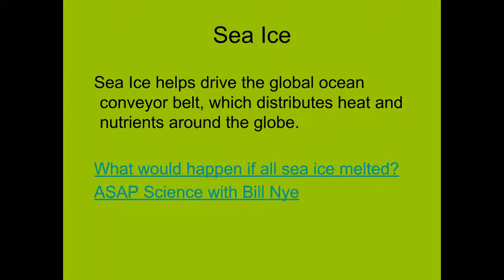All right, so sea ice helps drive the global ocean conveyor belt, which we talked about with ocean currents. That is how heat and nutrients get around the globe.